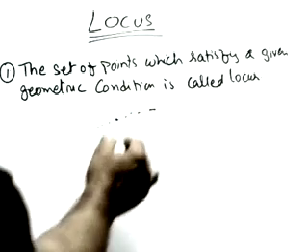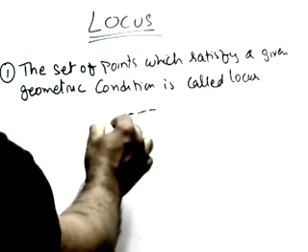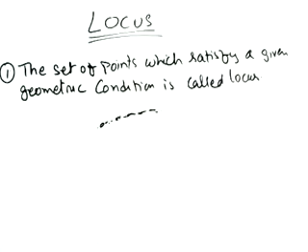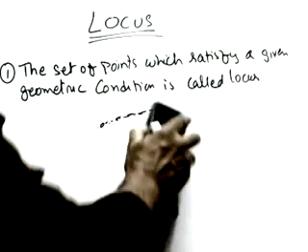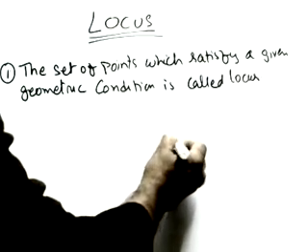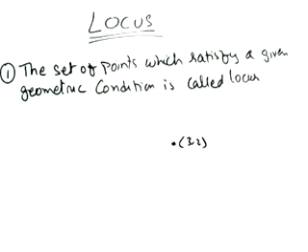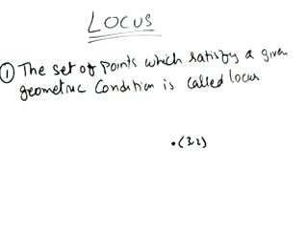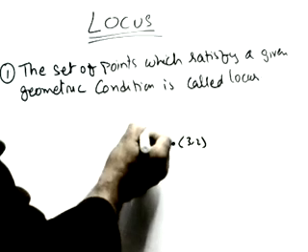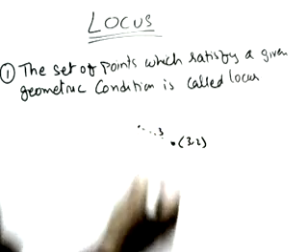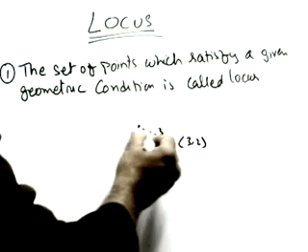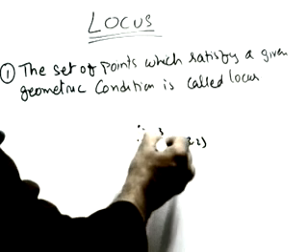a moving point. Suppose, or we can say the set of points. Whenever a point moves, or we can say the set of points which are moving. I'll explain with an example. Suppose we have a fixed point, for instance (3, 2). Now there is a moving point which is always at a distance of 3 units from this point. So whenever this point is moving, the distance from this point will be 3 units.